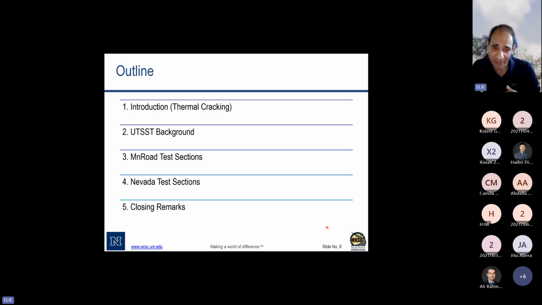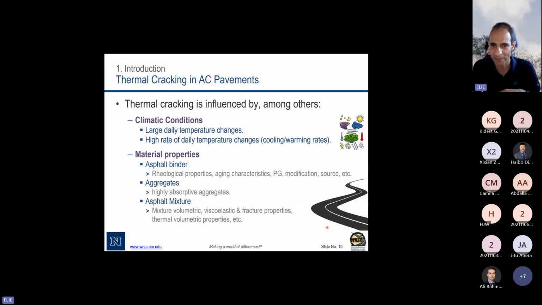And then I'm going to give you a little bit of background about what the UTSST test is, and then show you some of the correlation with the field pavement performance from two independent experiments, one in Minnesota at the MnROAD test track, and another one in an actual field project here in Nevada. It's actually about 20 minutes from where the university is. And then I'm going to basically close with some final remarks.